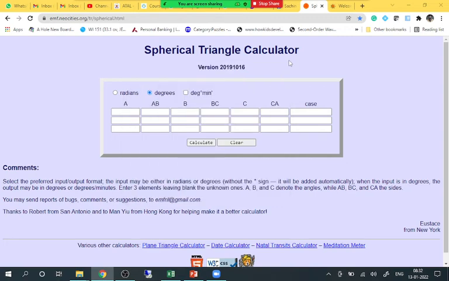Yes, sir. Okay, someone said yes for that. If all three angles are 90 degrees and the triangle should be equilateral, is it possible? Yes or no?